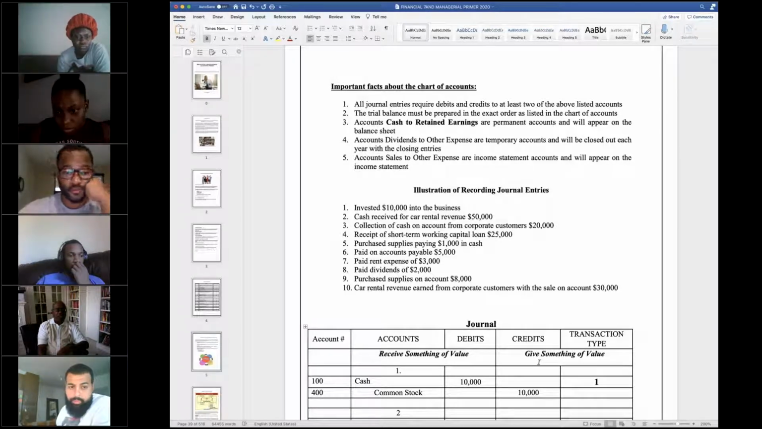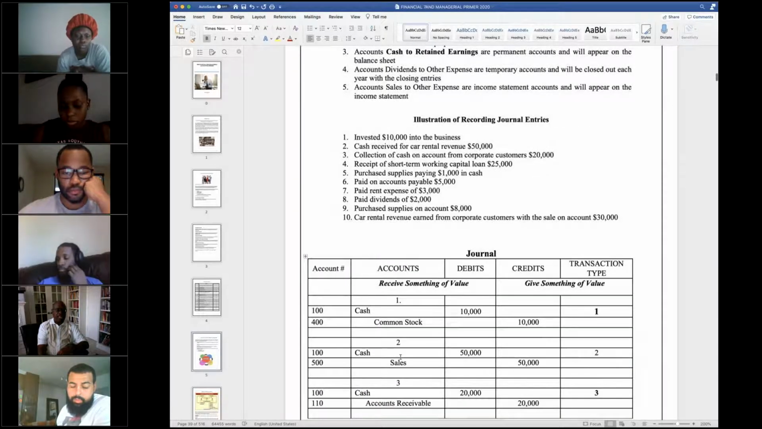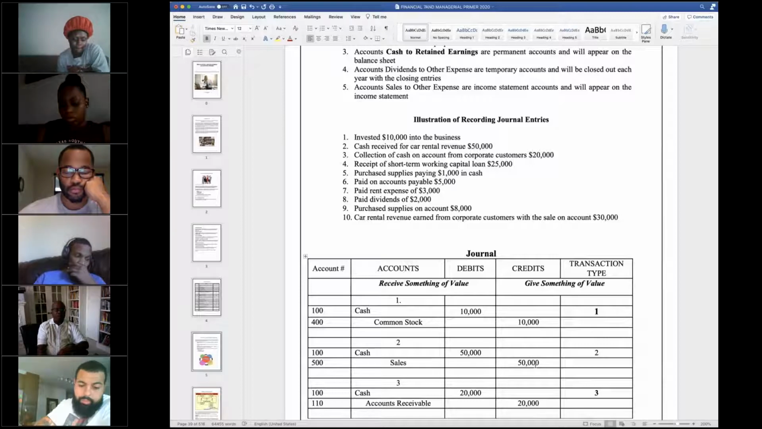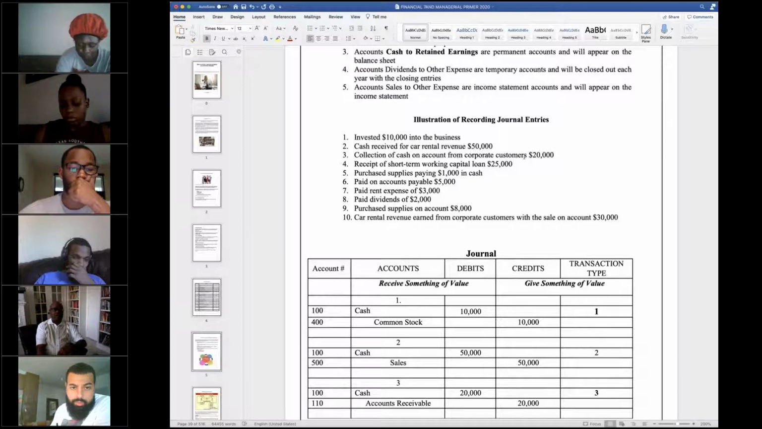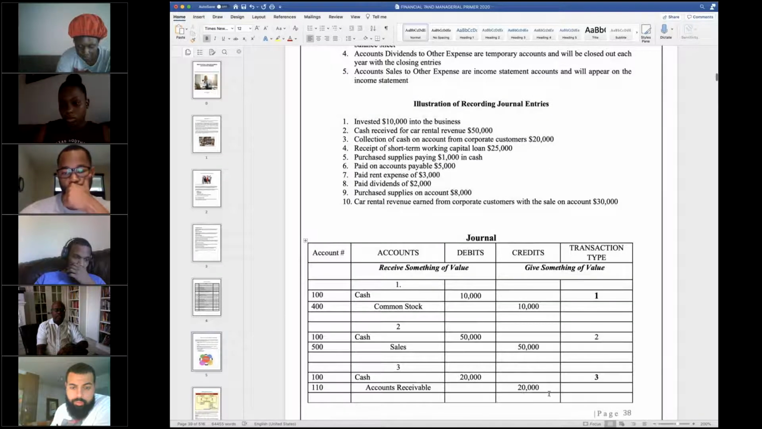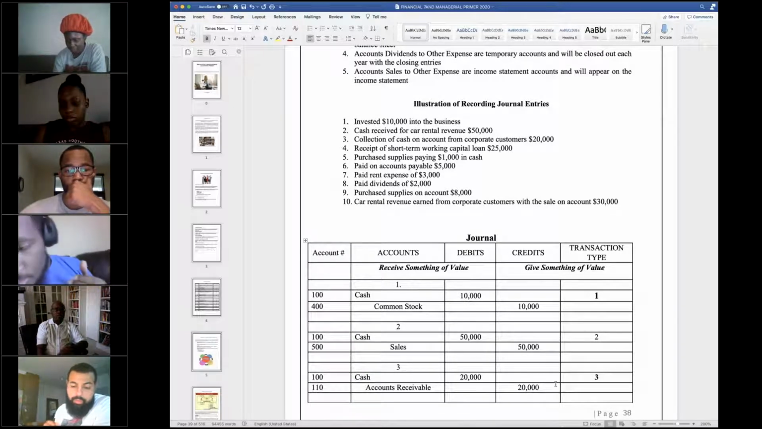Cash received for car wash revenue. It's a good transaction. Debit cash, credit sales or car wash revenue. Love getting cash. So we debit cash and credit sales. Number 3 was collection of cash on account from corporate customers. Debit cash, credit accounts receivable, because you've done the work, now you're collecting the cash.